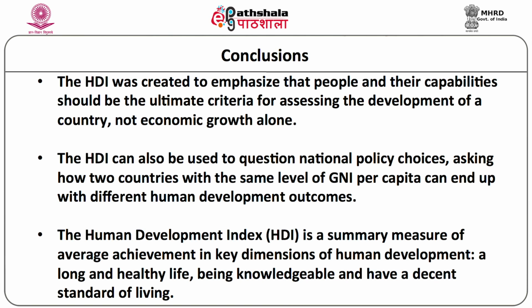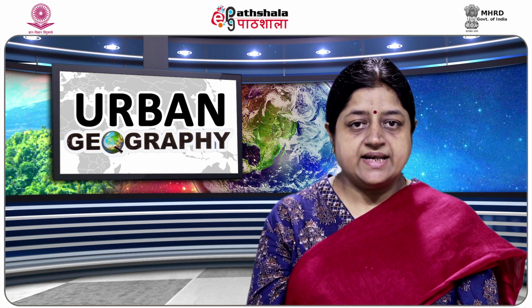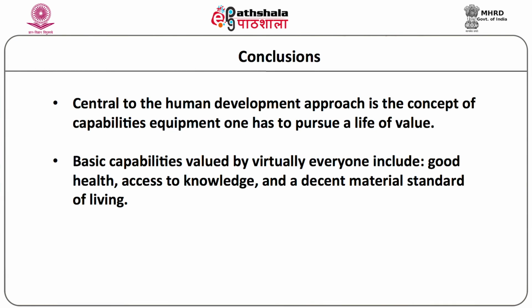The Human Development Index, or the HDI, is a summary measure of average achievement in key dimensions of human development: a long and healthy life, being knowledgeable, and having a decent standard of living. The HDI is the geometric mean of normalized indices for each of the 3 dimensions. Central to the human development approach is the concept of capabilities. Capabilities, what people can do and what they can become, are the equipment one has to pursue a life of value.